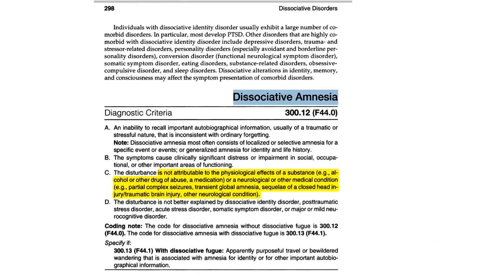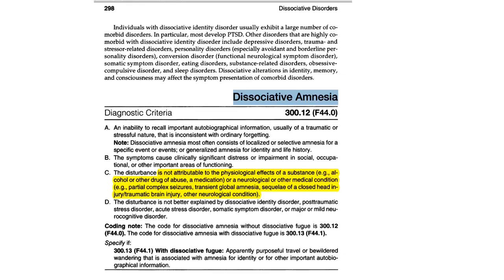Now, moving on to dissociative amnesia, which is another subheading under dissociative disorders. The definition here might sound familiar to you. It's an inability to recall important autobiographical information, usually traumatic or stressful in nature, that is inconsistent with ordinary forgetting. It says dissociative amnesia most often consists of localized or selective amnesia for specific events, or generalized amnesia for identity and life history. All right, so if I could decode that, localized and selective amnesia is similar to what we were talking about: repressed memories.